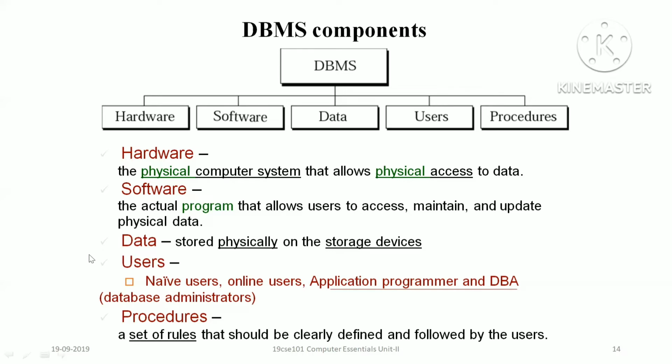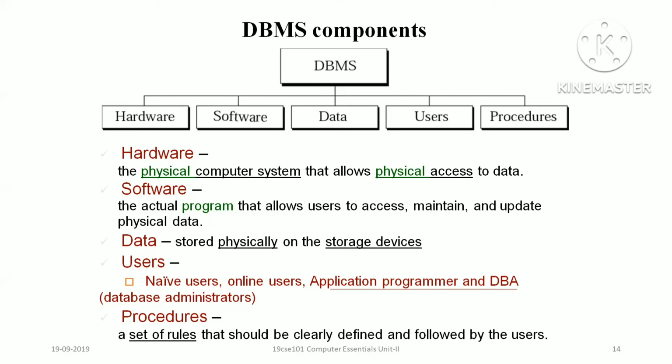Now, the third component of DBMS is data. Data is stored physically on the storage device. A question can be asked in an examination: why is data the third component of DBMS? Then we have to say that because DBMS is made from a database, the data is the third component of the database, and it is important to collect and retrieve data to maintain the database.